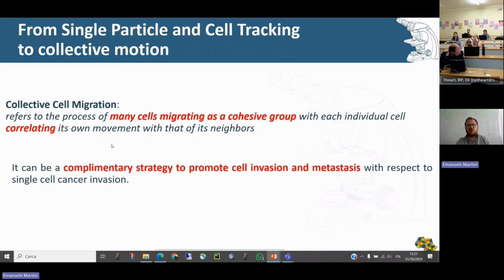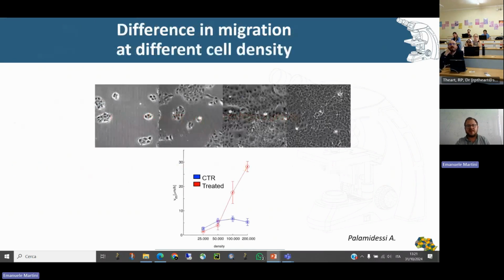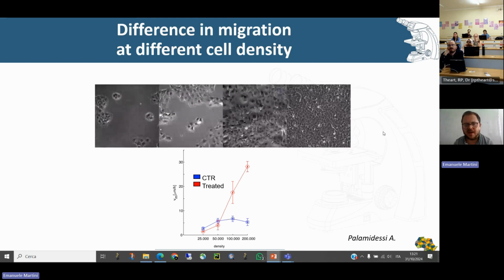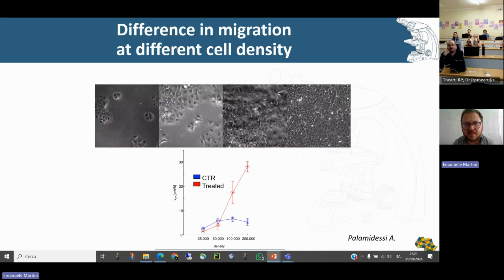But here it is very important to understand this part. When cells are alone, they can have a single cell movement. When they are together, it's not always the case that they move the way they did at a lower density. They can really have a very different dynamic behavior.